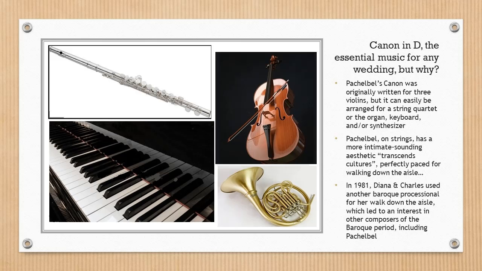And if you might recall, back in 1981, Diana and Charles' wedding, they used another Baroque processional when she walked down the aisle, which led to an interest in other composers of the Baroque period, including Pachelbel. So since about 1981 or so, this Canon in D has become more used in weddings because it has that motif for it, I guess.